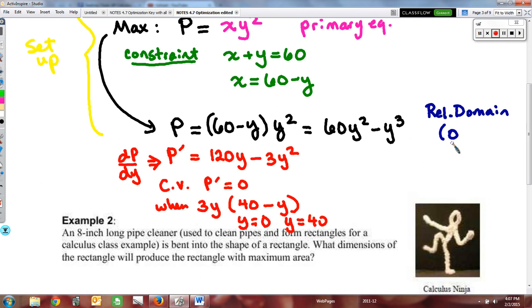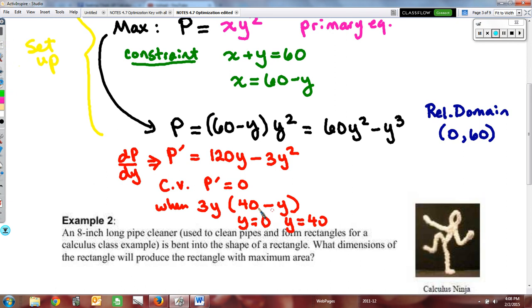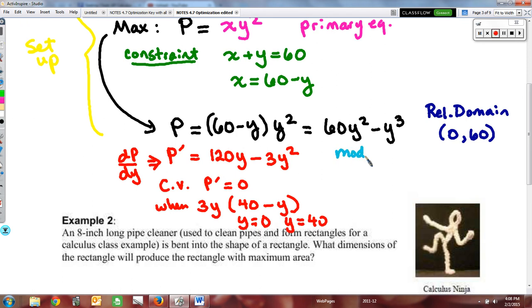So I'm going to start at 0, and then obviously the biggest that you could be is 60, but you can't actually be 60 because then you would have to do 60 plus 0. So it's going to have to be a number less than 60 added to a number less than 60, and they both have to be positive. Now notice that we do not have a closed interval, so this is not EVT. So at this point, when I am doing my strategy, I know I'm either going to have to do modified first or modified second derivative. I'm going to go ahead and just do modified first for this.